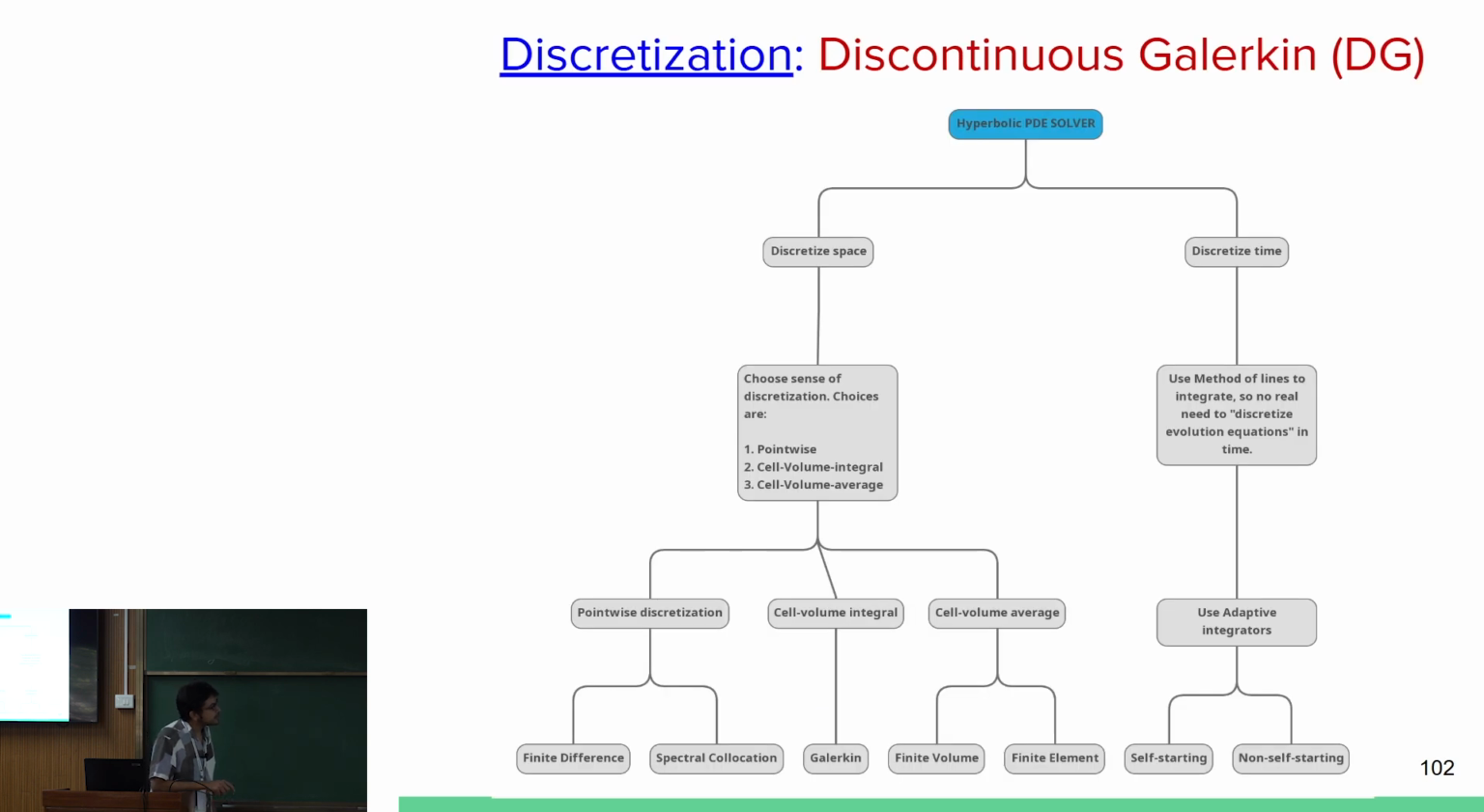Okay, so let's talk about the discretization scheme. When you're trying to solve a system of partial differential equations which are hyperbolic, which means you're evolving them forward as a function of some time coordinate, you start with first discretizing space or discretizing time. When you discretize time, you can use the method of lines to do the integration, and you have well-established adaptive integrators that figure out how large time steps you need to take.